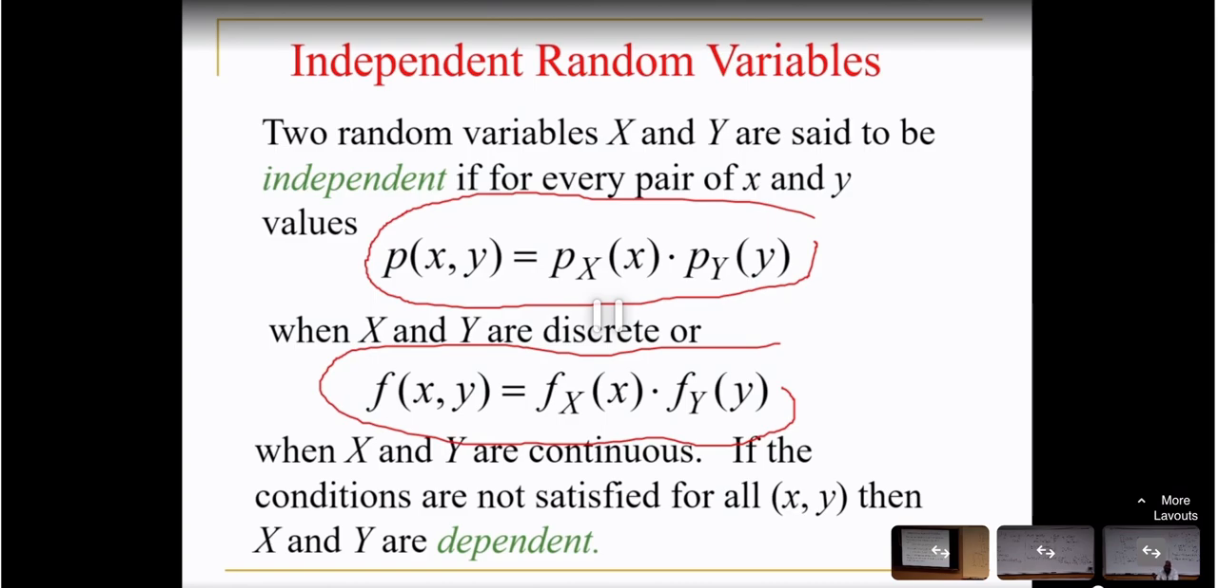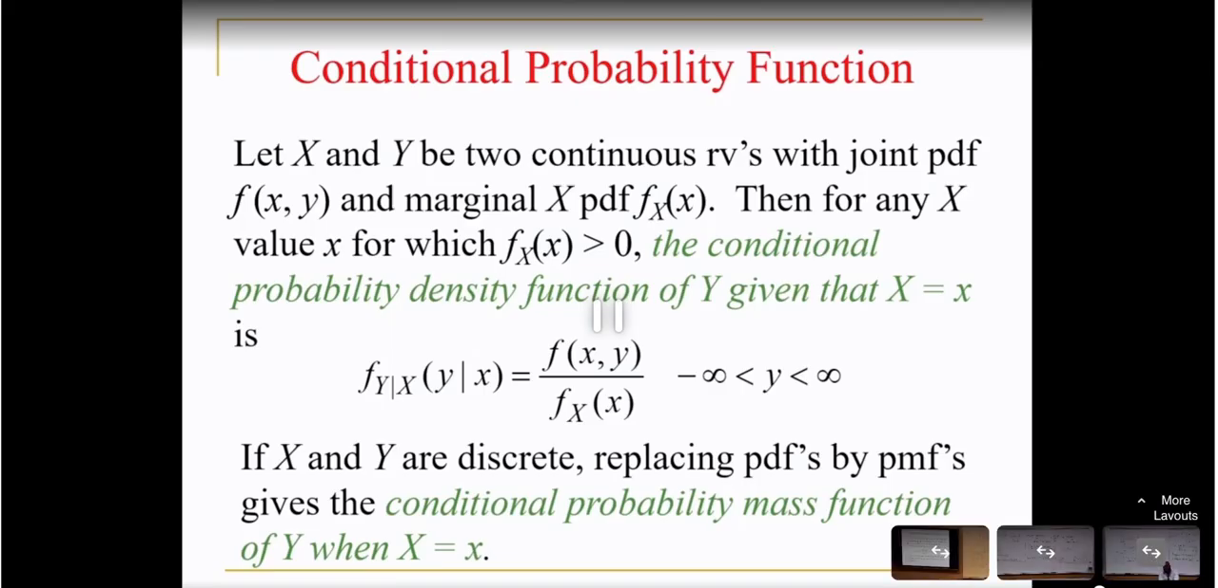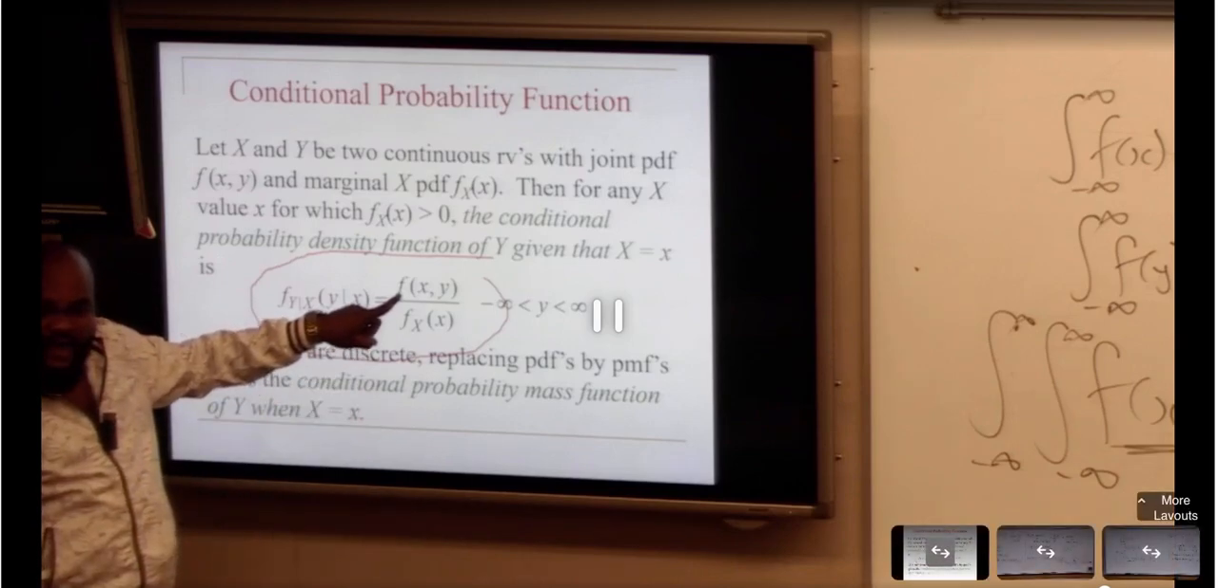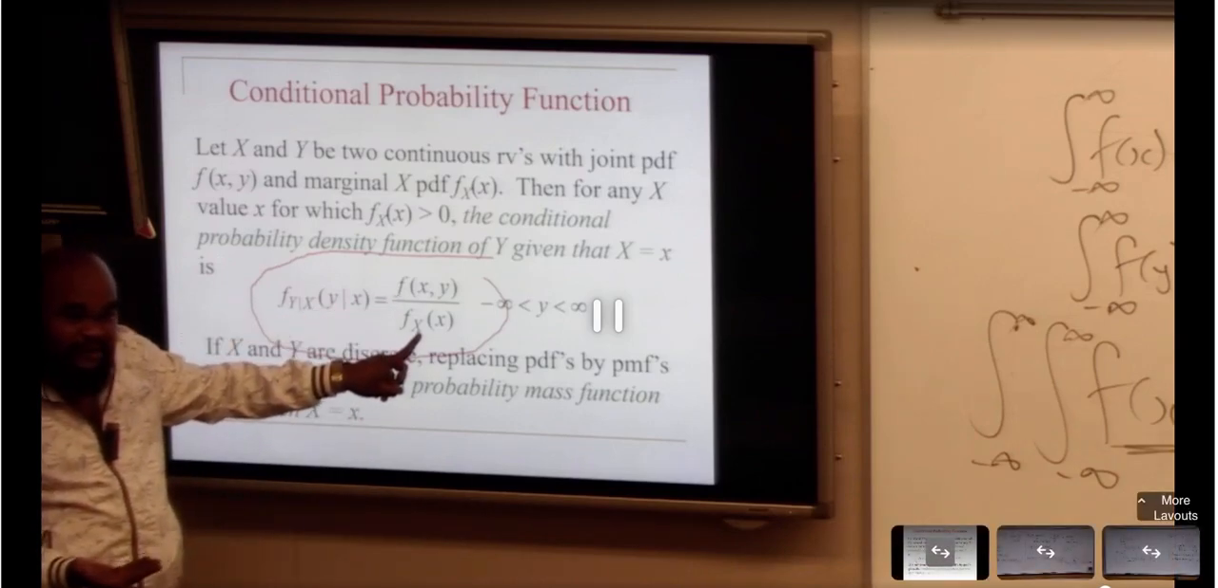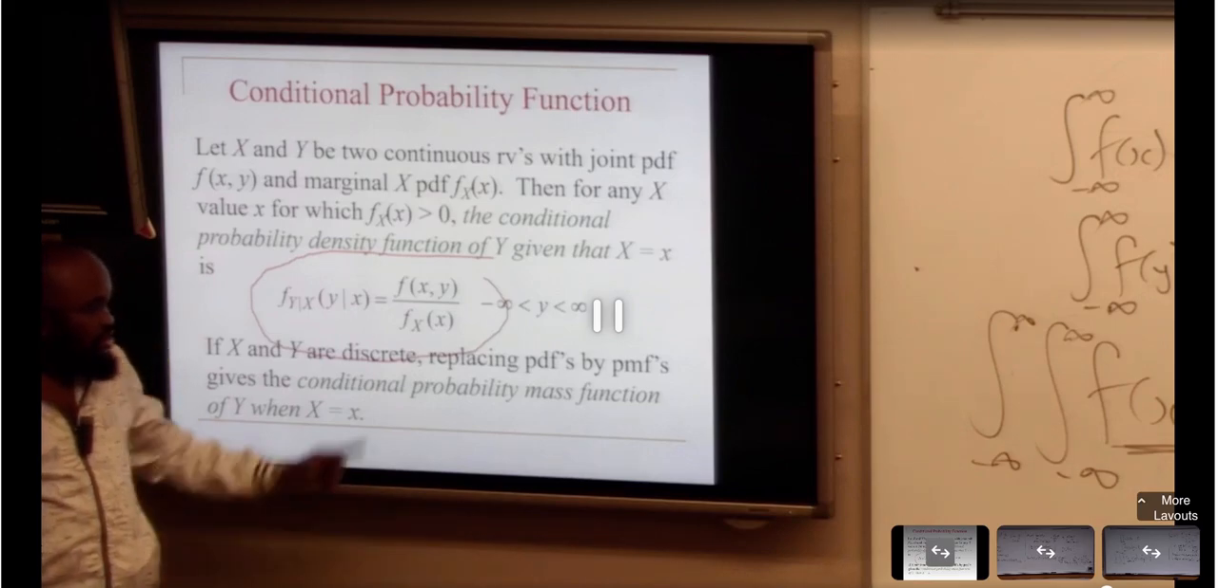But the moment they are not independent, it means they depend. If they depend, then we're going to be talking about conditional probability. If somebody asks, what is the conditional probability of y given x? Then we're going to use this, which means you have f of x, y, and you know how to derive f of x. f of x is the marginal. Does that make sense? So this is the formula.